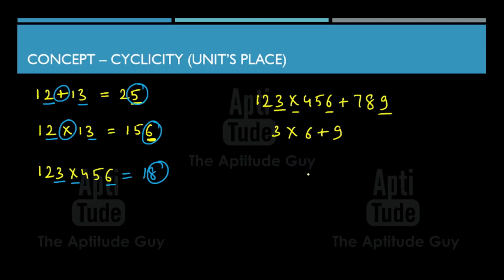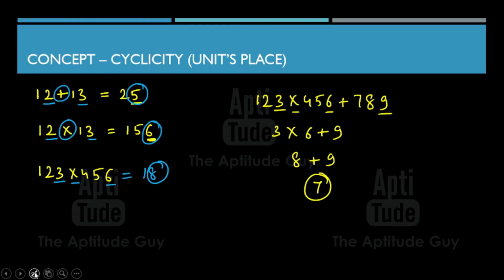Now according to BODMAS, first we deal with multiplication here. 3 6s are 18, that ends with 8, plus 9. 8 plus 9 is 17, so the units place will be 7. That's it. This is how units places are found.